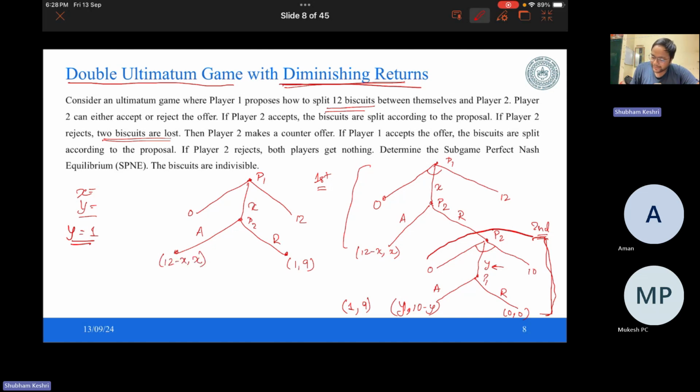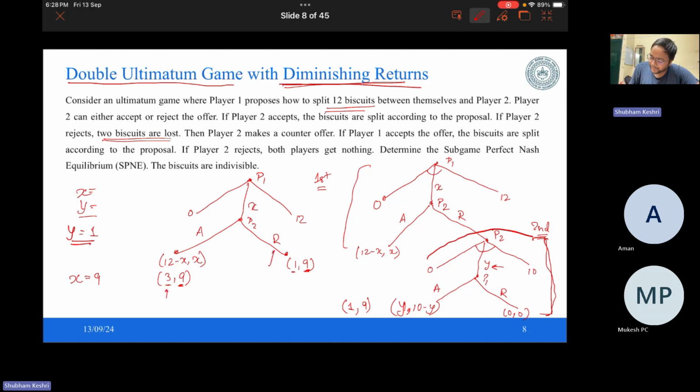Otherwise, the utility is 12 minus x, x. Now, you may be tempted to think x equals 9 is a good offer. When x is equal to 9, the utility will be 3, 9. Player 2's utility is not changing. It is 9 in both cases, in the first case as well as in the second case. And player 1's utility is more when player 2 accepts.